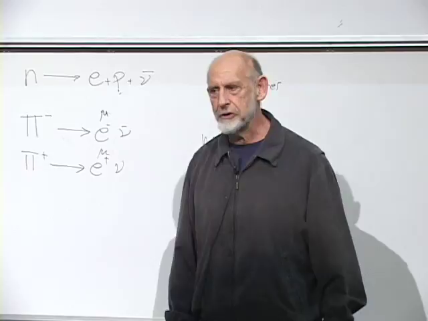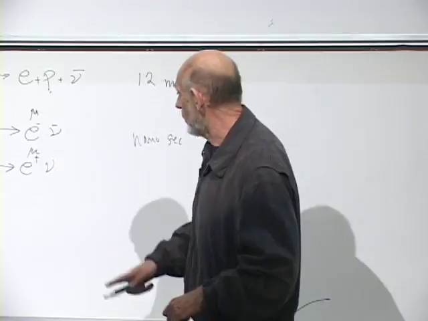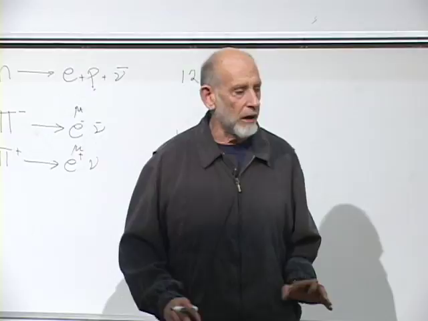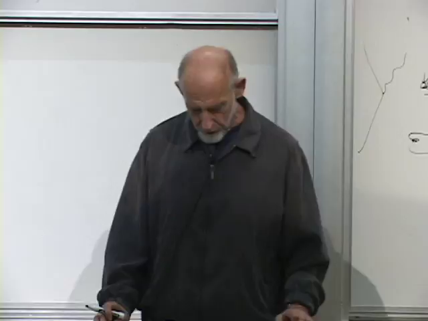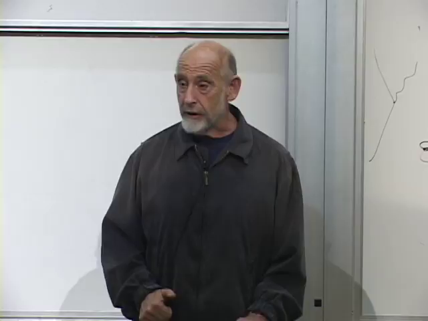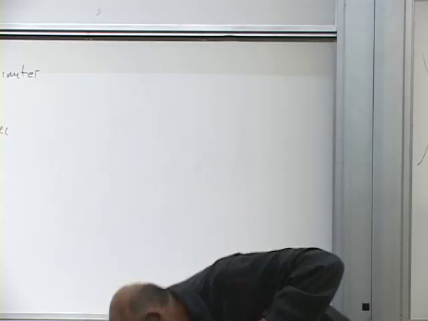But there's plenty of energy available for these decays. These decays are not suppressed by the fact that the masses of the initial and final states are very close to each other. So there's something else going on in weak interactions, whatever weak interactions are. There's something that makes them proceed very, very slowly and weakly. All right, so that's what we come to next: weak interactions.